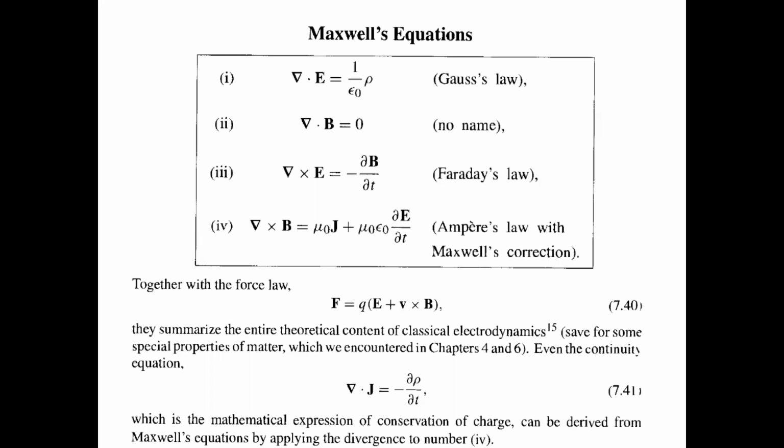We can also have the continuity equation, which is also important, which is divergence of J equals minus ∂ρ/∂t. This is the mathematical expression of conservation of charge, and it can be derived from Maxwell's equations by applying divergence to number 4.